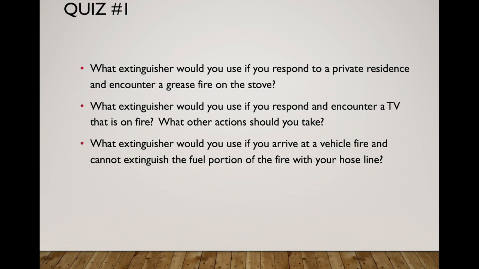Question number 2. What extinguisher would you use if you respond and encounter a TV that is on fire? What other actions should you take? That's right, you guessed it. A TV is considered a Class C energized electrical fire.